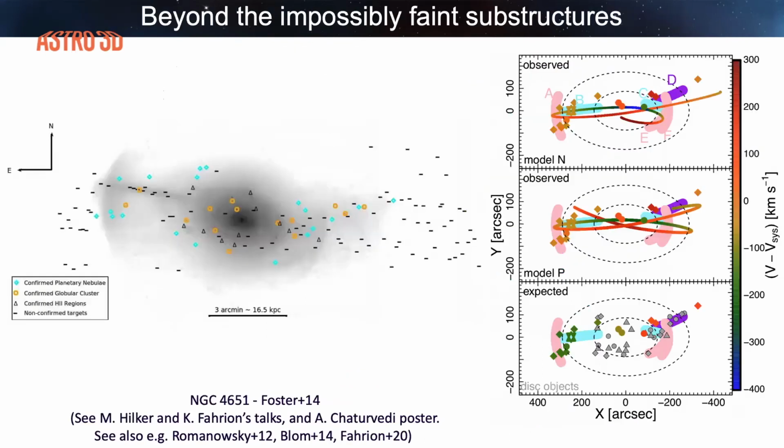And again, to try and understand the impossibly faint substructures in galaxies, we used dynamical tracers, so in this case, globular clusters and planetary nebulae, to try and model the infall of a satellite galaxy. And we're able to find two potential models and also identify the nucleus of the infalling satellite. So there's a lot of physics to be done with these dynamical tracers.